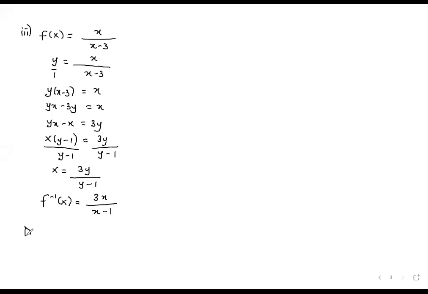So what's the domain of f? The domain of f is all x, a real number, such that x is not equal to 3. This is the original f. Remember, the denominator must not be equal to 0. It can only be 0 when x is 3.